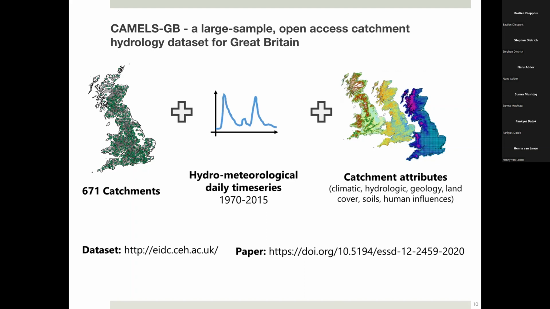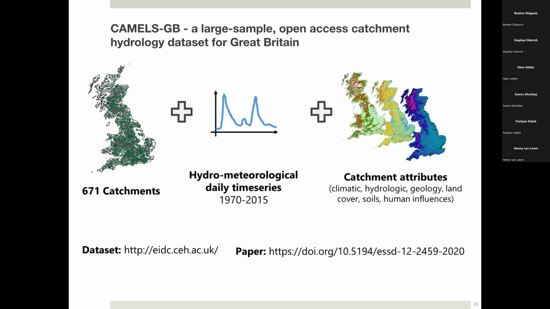And for each of the catchments, we provide hydrological time series and catchment attributes. And the code that was used for CAMELS US was used to a great extent to compute attributes that were provided as part of CAMELS Great Britain. So this actually guarantees some level of comparability between the two datasets.